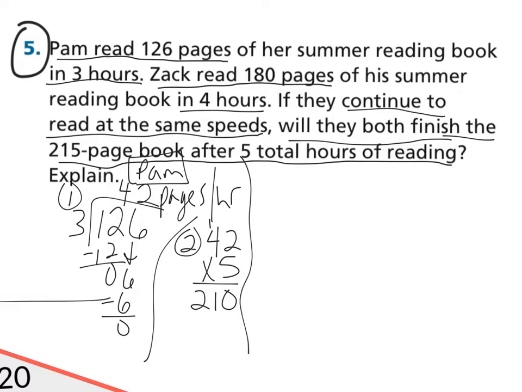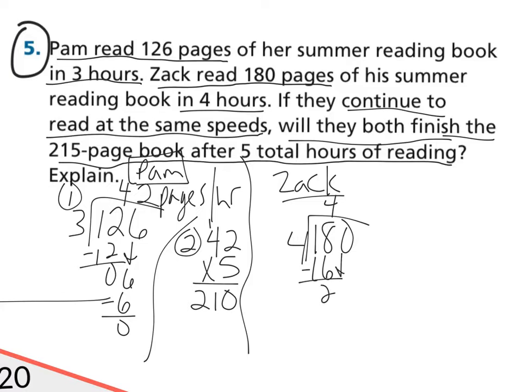Okay? And then Zach. Zach's in 4 hours, so that doesn't quite work out either, going from 4 to 5. So if you do 180 divided by 4, that would be 45 pages per hour. And then normally what I would do, we could go ahead and just take 45 times 5.